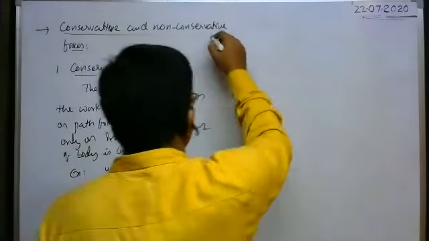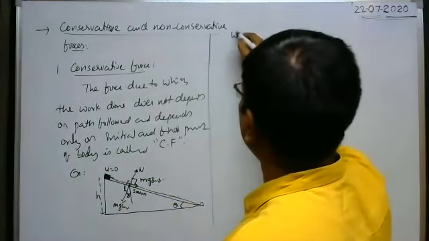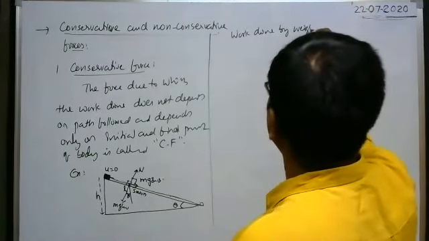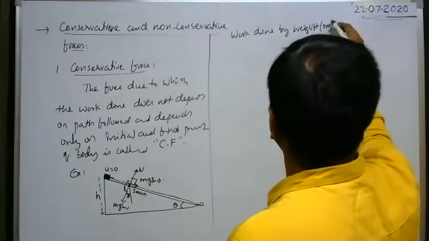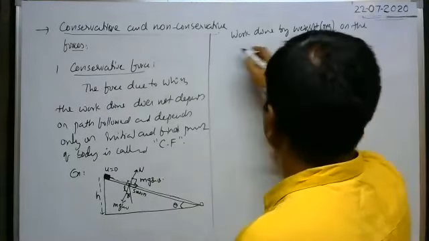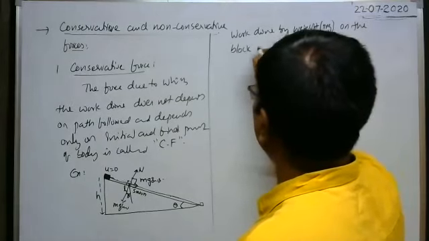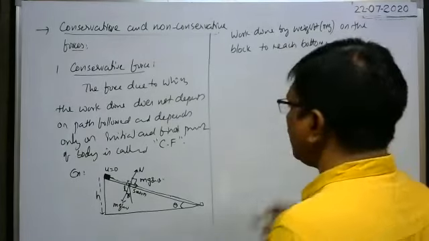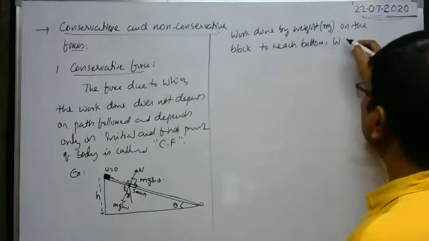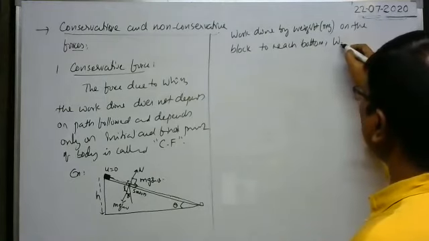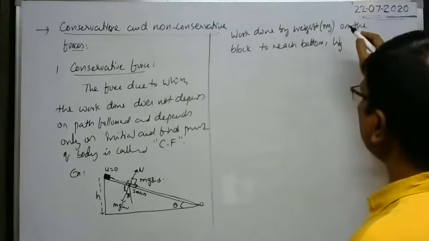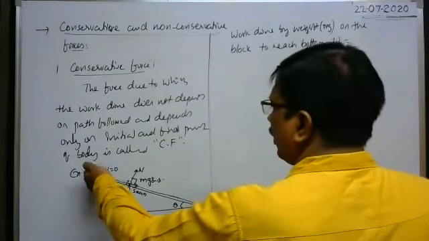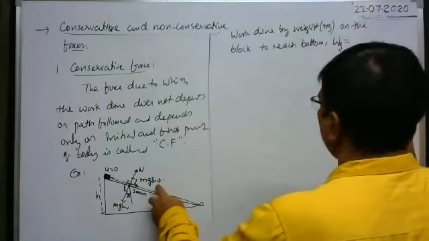So what is the work done by weight? Work done by weight on the block, or on the body, to reach the bottom. To reach the bottom, W is equal to work done by weight or work done by gravity. Work done by gravity, Wg, is equal to the force that acts on the body along the direction of displacement, which is mg sin theta.